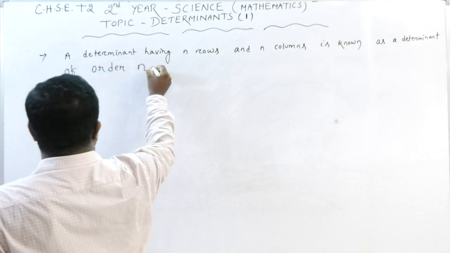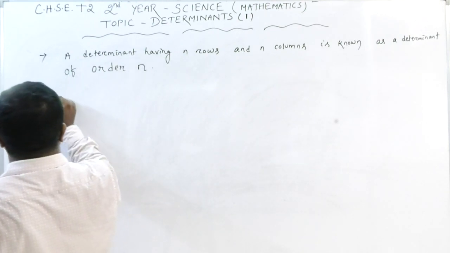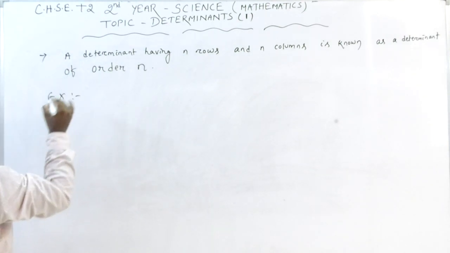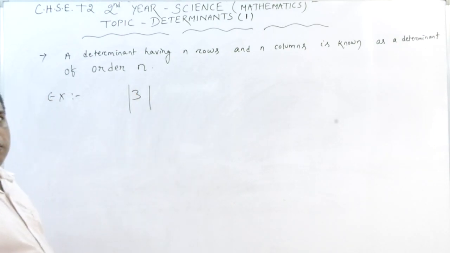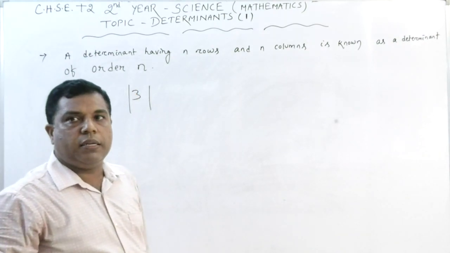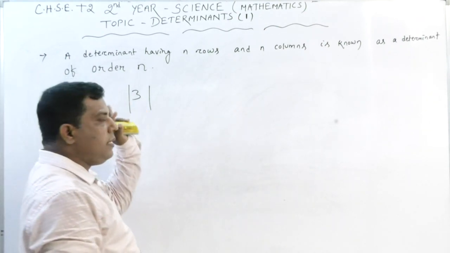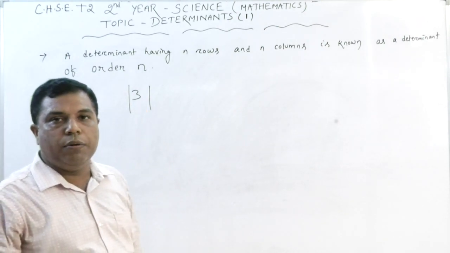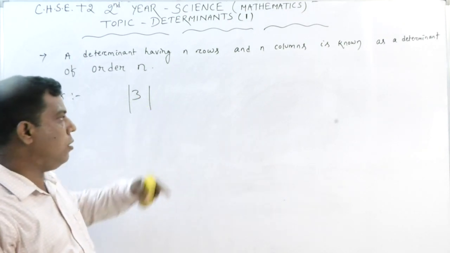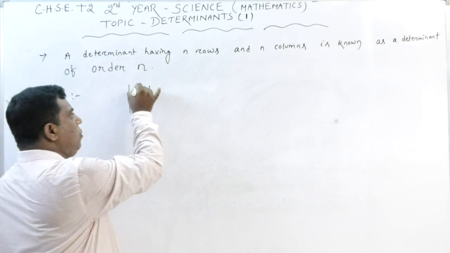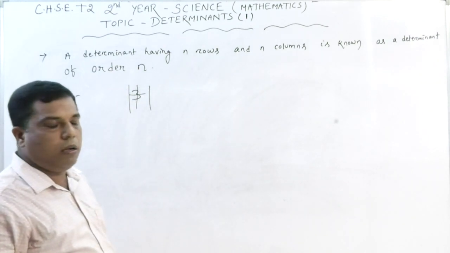So it is a determinant of order n. For example, if somebody writes 3, what is the order of the determinant? You can see it is attached with a unique value. It has only one row and one column. If you go horizontally, it has one row. If you come vertically, it has one column.